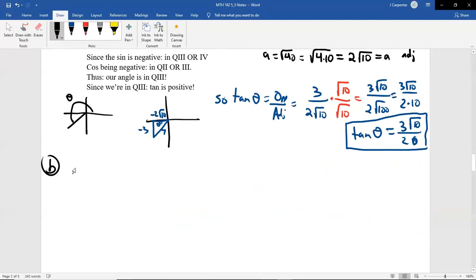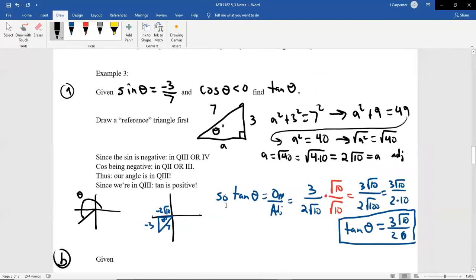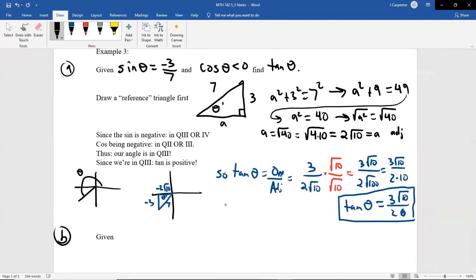So B. Given that the sine of the angle is equal to negative 2 over square root of 11, I'm just going to write the rest. It's tedious otherwise, and the tangent of the angle is negative. And I don't have to write it this way. I could spell out tangent is negative. Find the cosine of the angle.